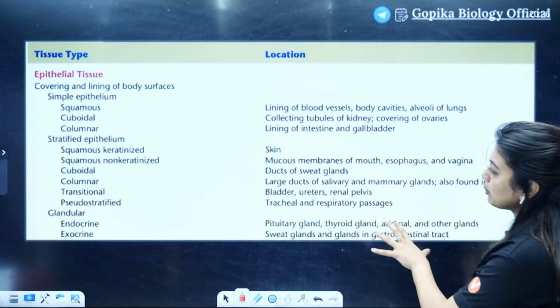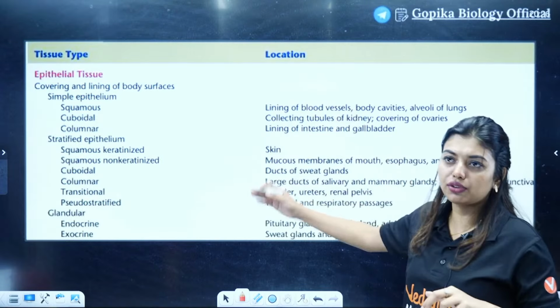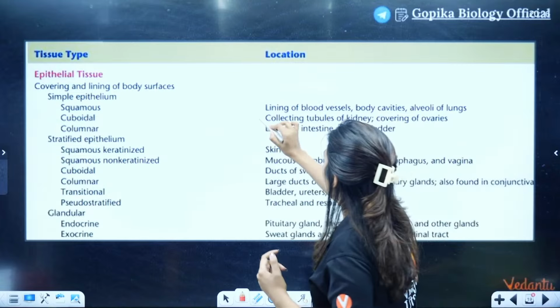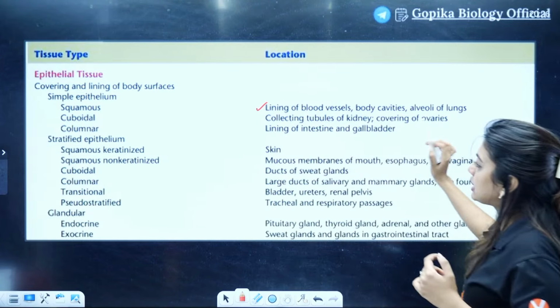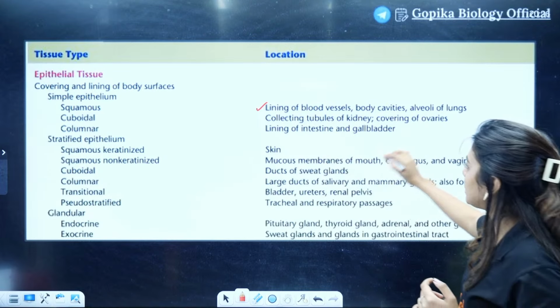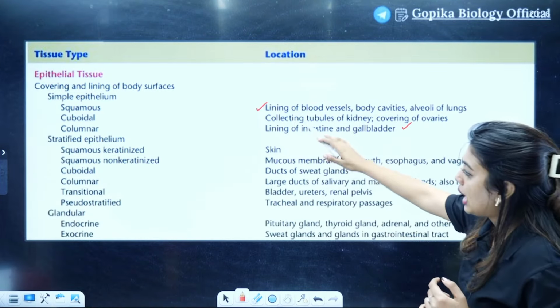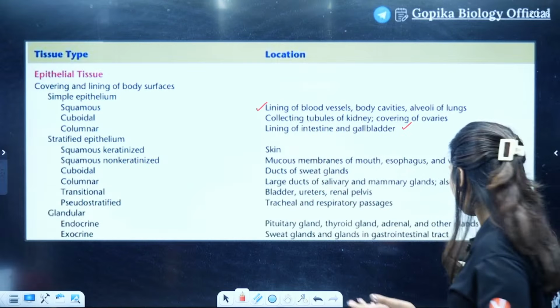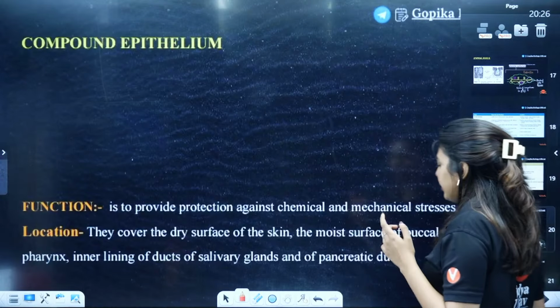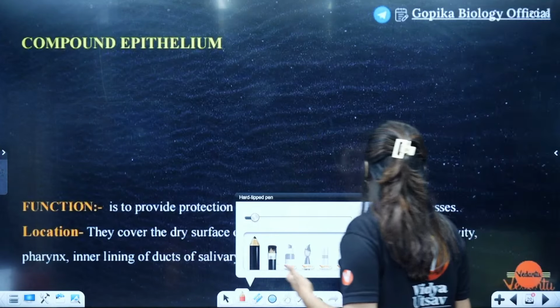So here this will help you for a last minute revision. I've also added one more here so that you can learn from all of it. This is all from different books. So here you can see squamous: lining of the blood vessel, body cavity, alveoli. Cuboidal: collecting tubules of kidney, covering of ovules. Columnar: lining of intestine and gallbladder. Again, stratified epithelium is the next part of it. Students, today we will do only compound epithelium, and when I continue the classes we will definitely be doing the entire chapter.